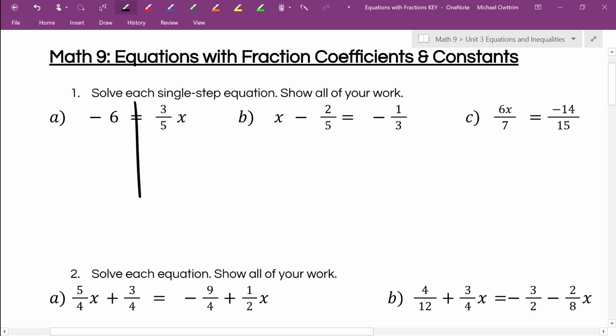So we're going to take a look at our first equation. We have -6 is equal to 3/5 x. And we want to remember, of course, that this fractional coefficient, just like any coefficient, is being multiplied by that x. So we ask ourselves, what's the opposite of multiplying by 3/5? And it is, of course, dividing both sides by 3/5.